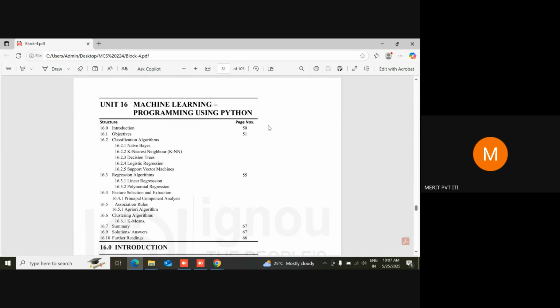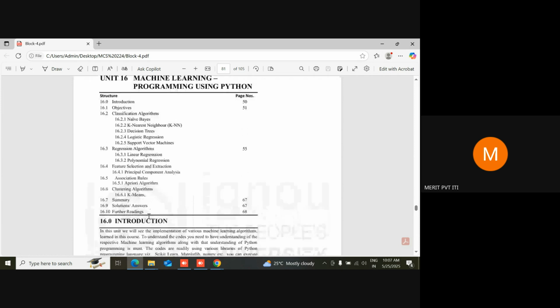Now, this is basic machine learning programming using Python. You have to go through this because programs are given there. Naive Bayes, K nearest neighbor, decision tree, logistic regression, support vector machine. You have all known these earlier; we have studied them. Apriori algorithm, clustering leading to K-means, and all these things that we have said.